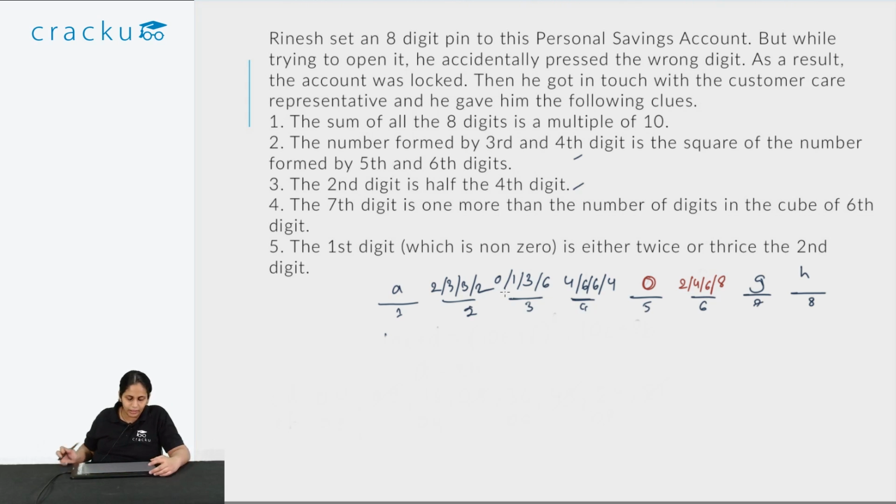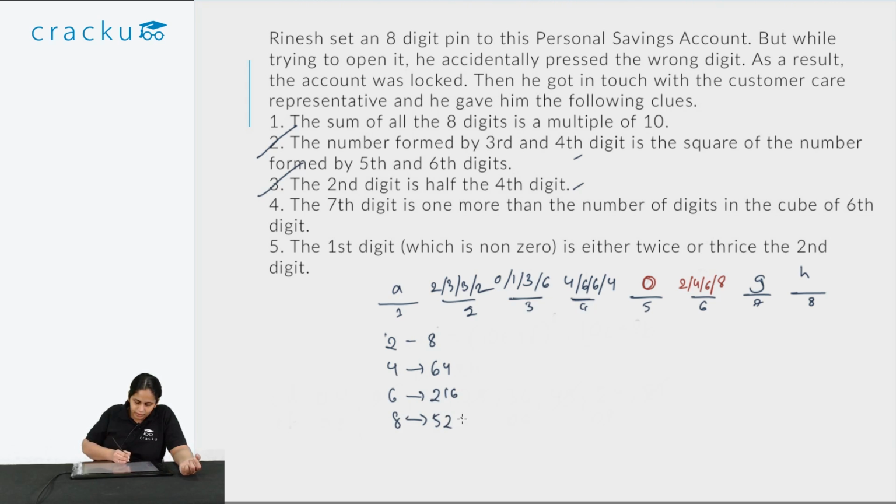Okay, so I have used up this clue, I have used up this clue, and okay, the 7th digit is one more than the number of digits in the cube of the 6th digit. So what is the cube of the 6th digit? 2 cube would be 8, 4 cube would be 64, 6 cube will be 216 and 8 cube would be 512. So number of digits are 1, this is 2, this is 3, this is 3. So accordingly, what is the value of the 7th digit? The 7th digit is this is 2, this is 3, this is 4 and 4.